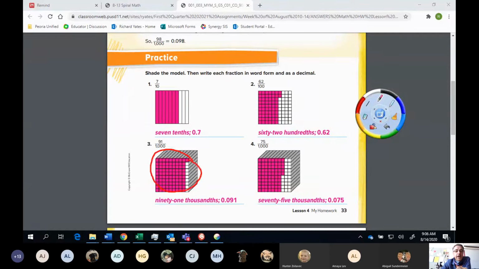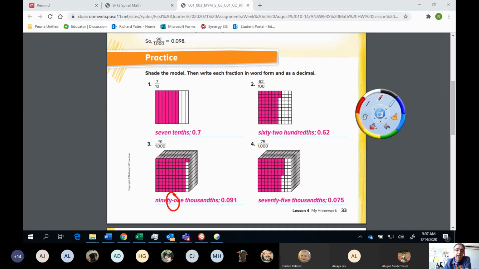If you printed this out or you felt like, wow, Mr. Yates, I can do it, I can draw 1,000 cubes, great. Make sure you shaded in 91 of them. But again, you didn't have to do that. I did want you to do this, though. I wanted you to make sure that you have 91 thousandths.